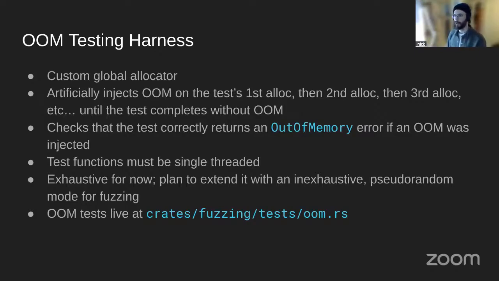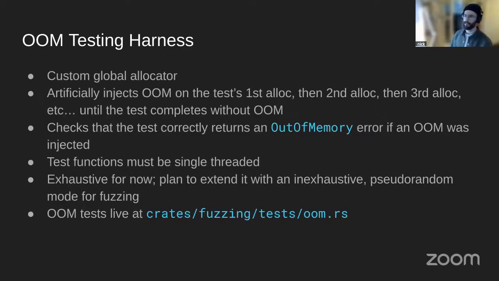A small requirement is that tests need to be single-threaded here. We could lift that if we really needed to, but it hasn't been a problem so far. And as I mentioned, it's exhaustive for now. It does the first, then second, then third, then fourth allocation, etc. But the plan, when we get to the fuzzing situation, is to extend this existing test infrastructure with an inexhaustive and pseudo-random mode for fuzzing.